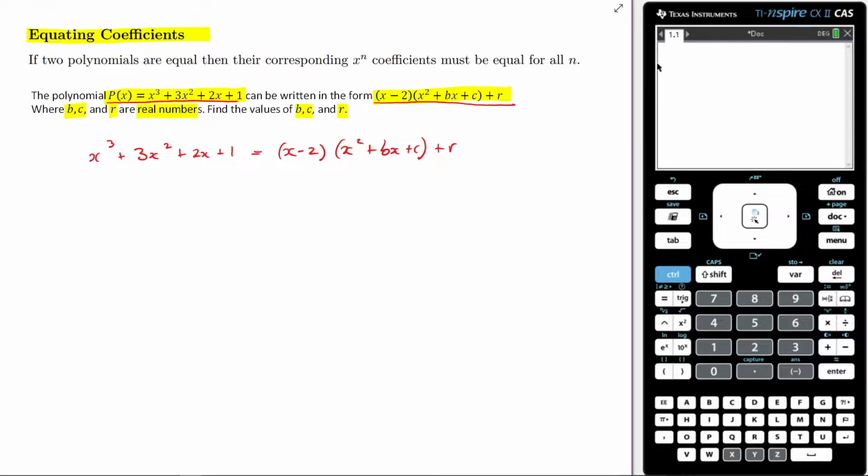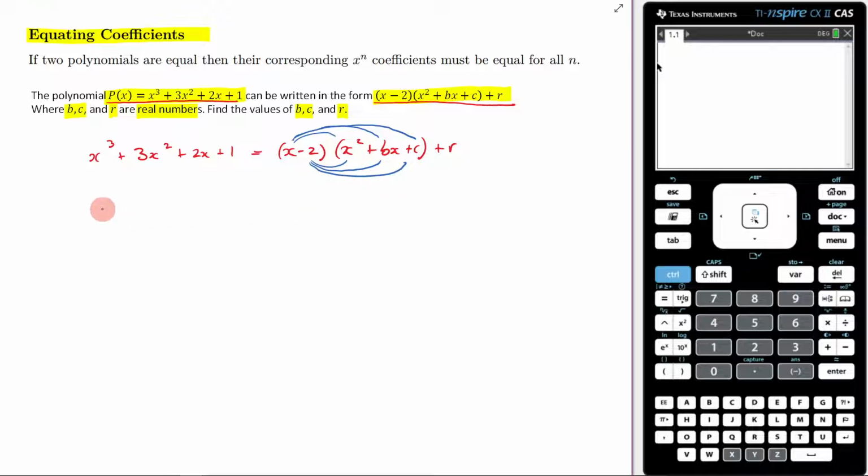The next thing that we can do here is try to get them so they look the same. Well, how is this different to this? As you can see, it's been factorized. I've got these brackets here. So if I want this to be in the same form as this, all I have to do is expand this out. And that's what we're going to do now.